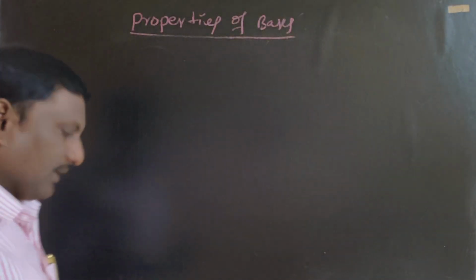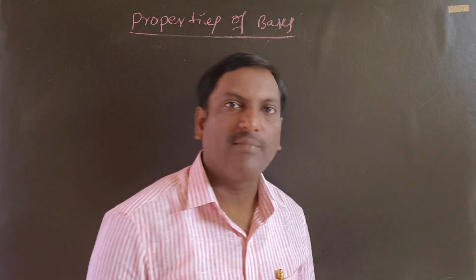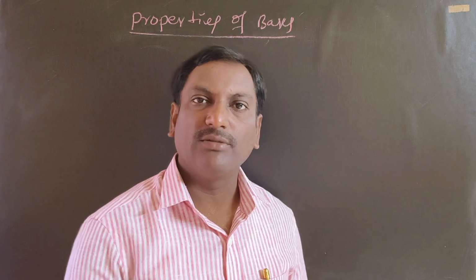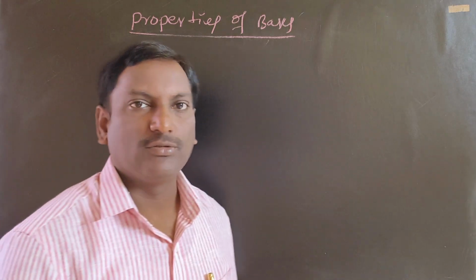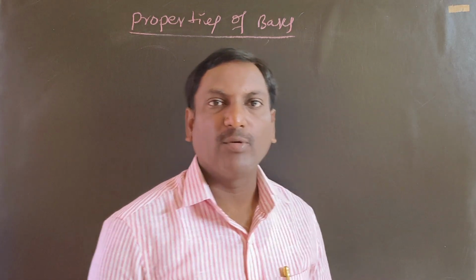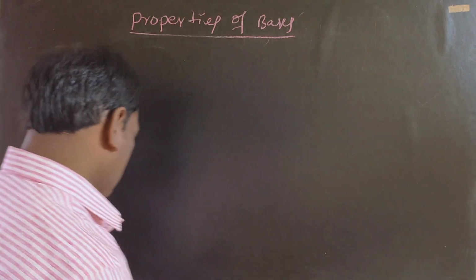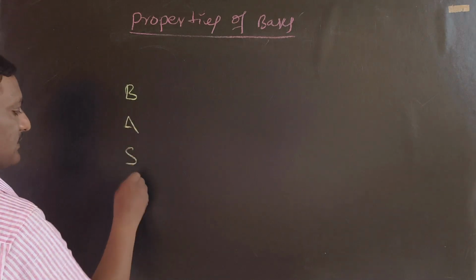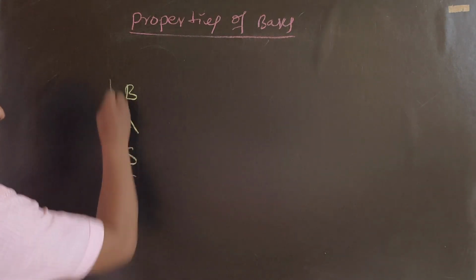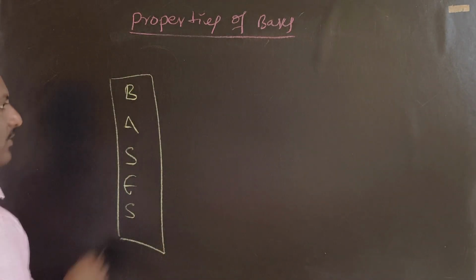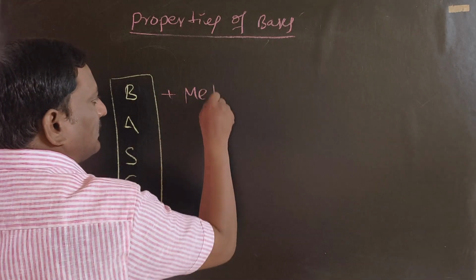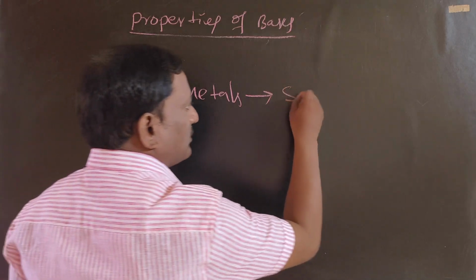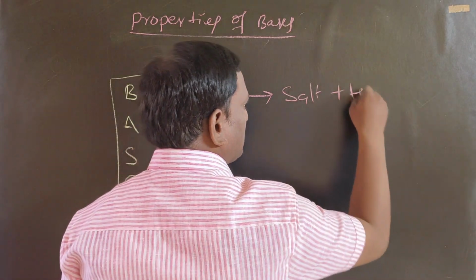So now let us move on to chemical properties of bases. These are very important. Based on chemical properties of bases, you will get questions in the examination. According to our syllabus there are only three chemical properties. Make a note of it. Bases with metals: bases react with metals to give salt plus hydrogen gas.